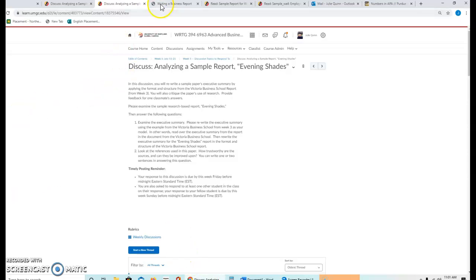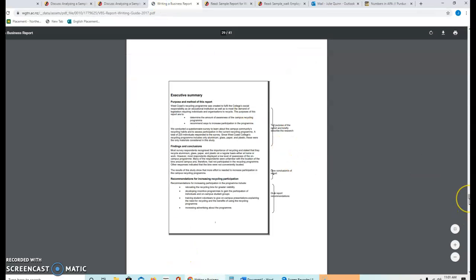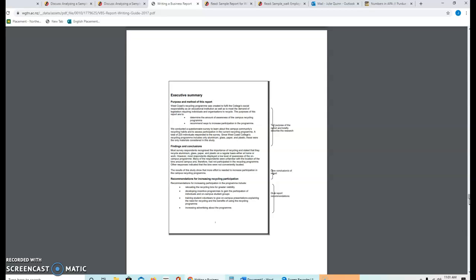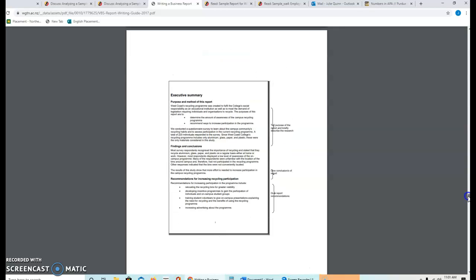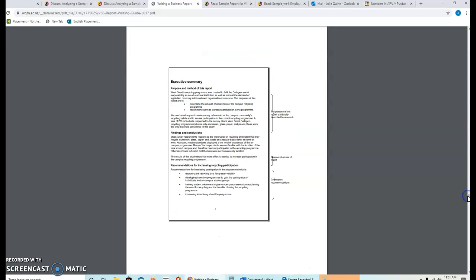So the first place I went to was the Victoria School report, and I went back and read through all of the different pages, but then at the end on page 26 is a sample executive summary. And so what you'll find with the Evening Shades report is that a lot of the content was already there. So let's finish it together.